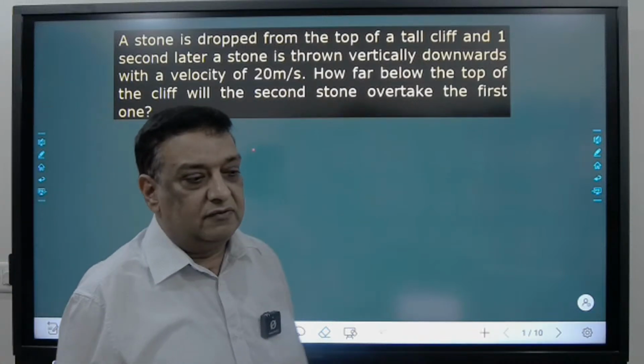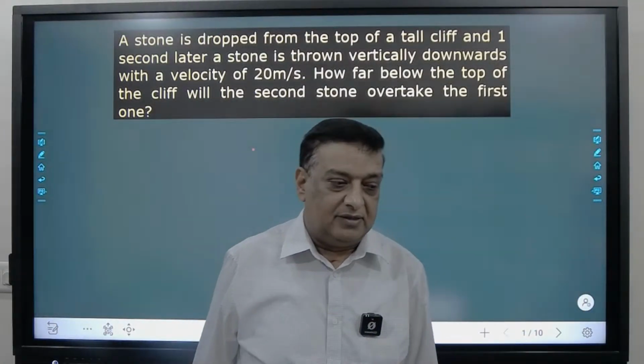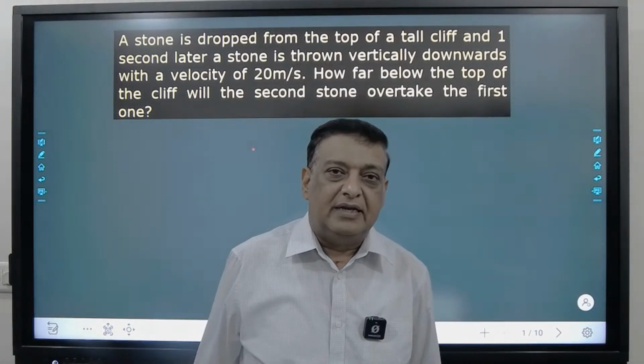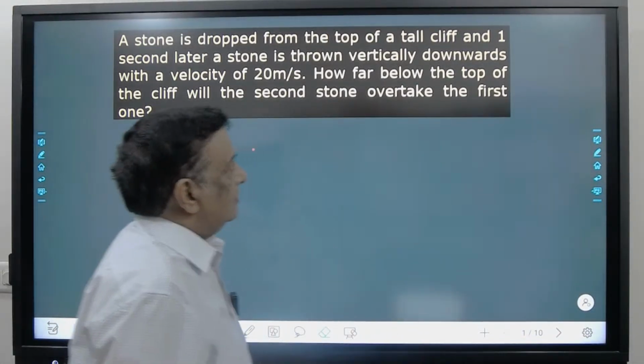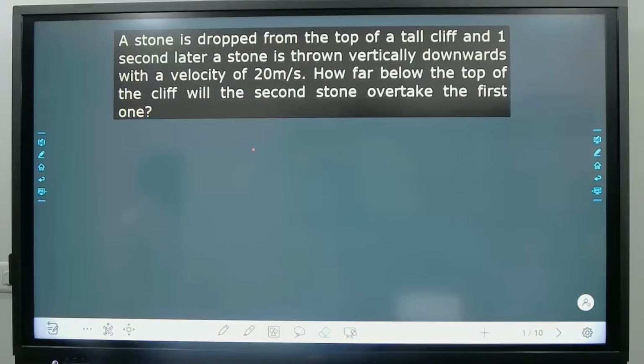Today in this class, we'll be discussing mainly the numericals of 11th class, numericals based on motion in one dimension. First we are given that a body is dropped from a cliff and 1 second later another stone is thrown vertically downwards with a velocity of 20 meter per second. How far below the top of the cliff will the second stone overtake the first?